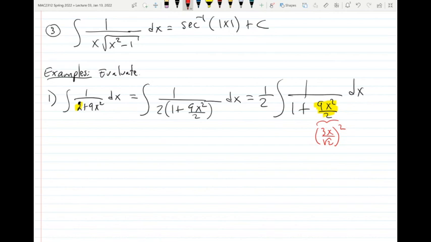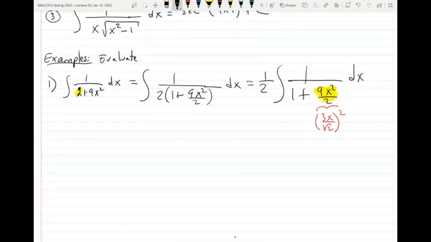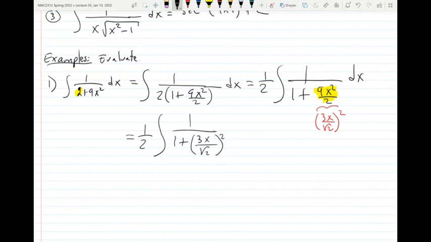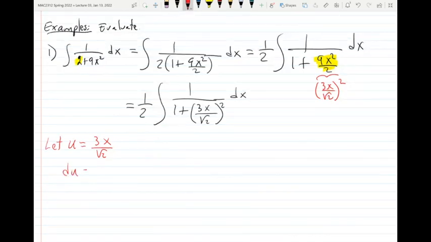I'm gonna make a substitution now. Let me rewrite this, as I said. So this is 1/2, 1 over 1 plus 3x over the square root of 2 squared dx. And now I'm going to make my substitution. So let u be 3x over square root of 2. So that means that du is going to be, what's the derivative of this? 3 over the square root of 2 dx.